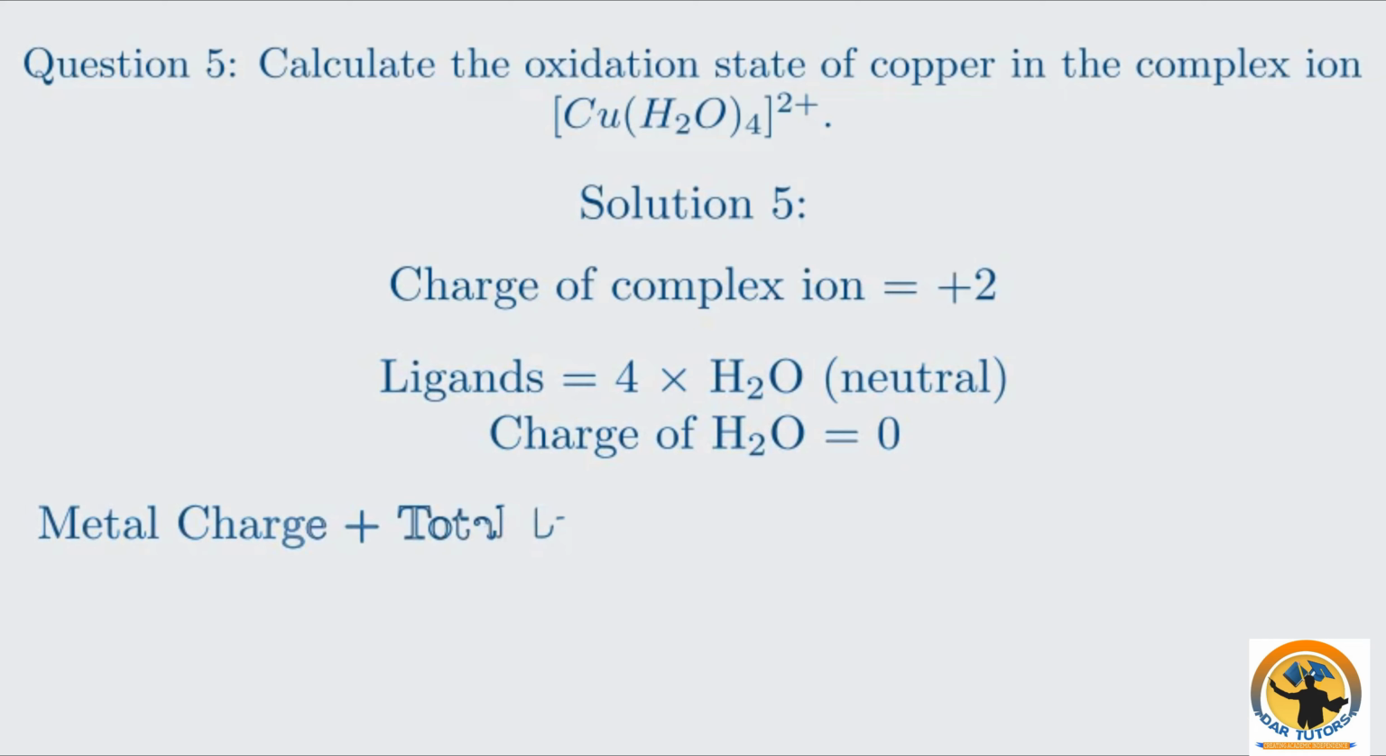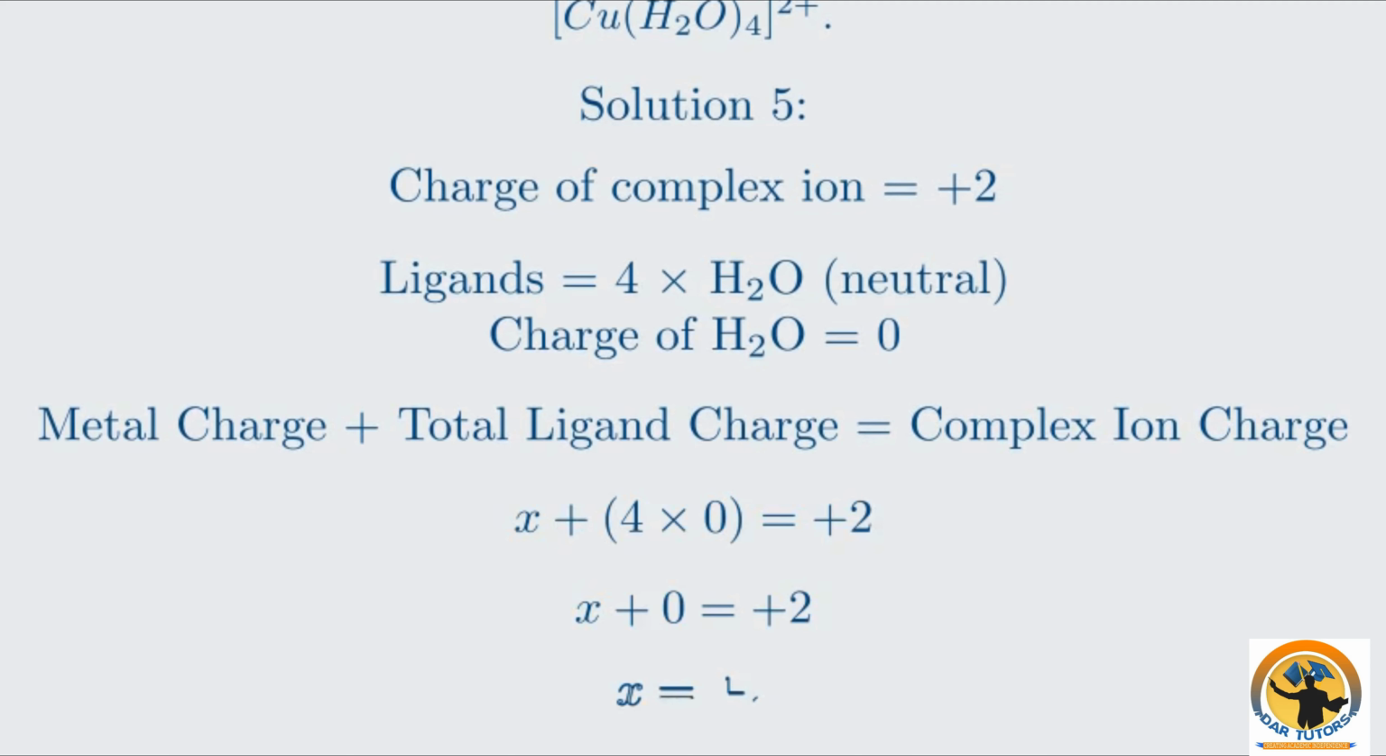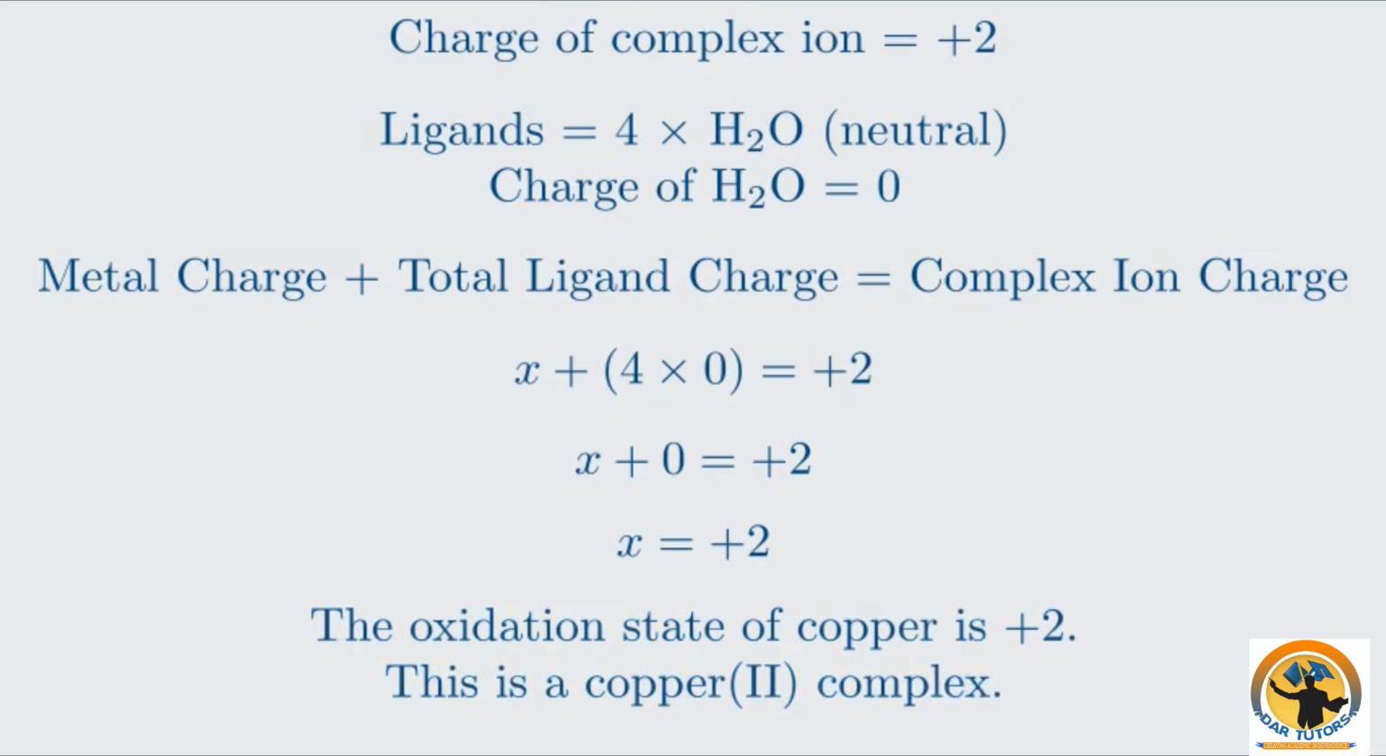Let X be the oxidation state of copper. The charge of the copper ion plus the total charge of the ligands equals the overall charge of the complex ion. So, X plus 4 times 0 equals +2. Solving this, X equals +2. Therefore, the oxidation state of the copper is +2. This is a copper-2 complex.